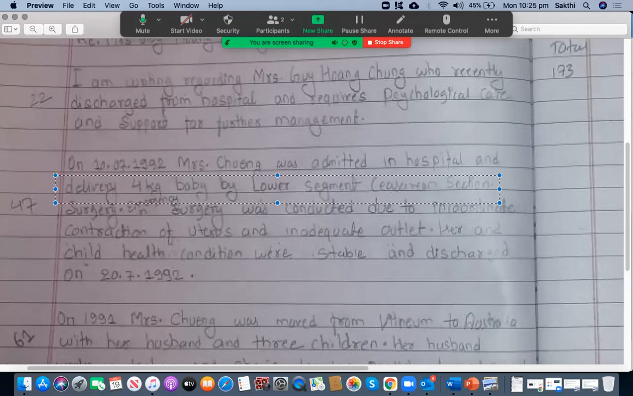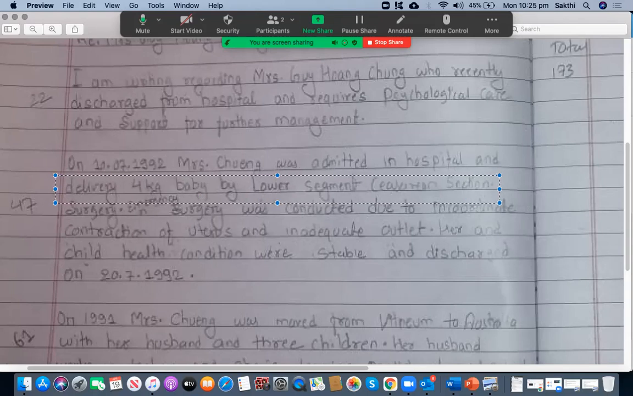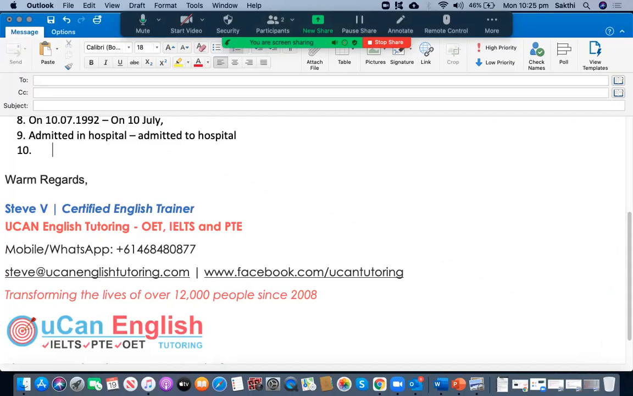No, that's wrong. Okay. And delivered. So you should have used the same verb form. So you have used the past participle form or the past tense. Whatever you have done, you have to use the same thing. And delivered. So you should have mentioned and delivered, not and delivery. That's wrong. And delivered. Okay.